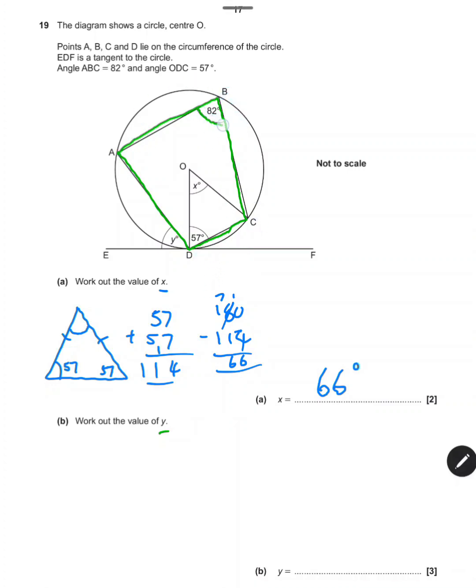And what we can look at is this angle and this angle. Those two opposite angles, they're the opposite angles of a cyclic quadrilateral, they will add to 180. So if I do 180 take 82, ten take 2 is 8, 7 take 8 we can't do, so I'm just going to borrow from that and get 17 take 8, which is 9. So this total angle, including the 57, comes to 98.